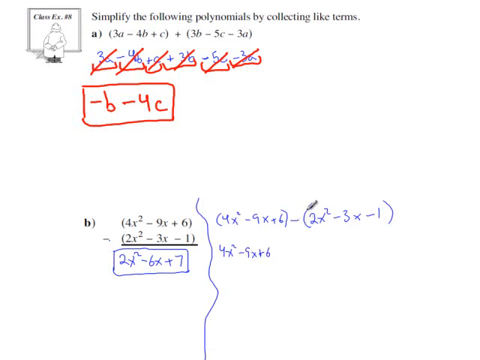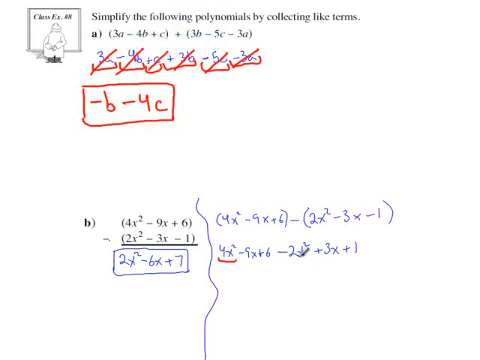Now I have a minus in front of a group of something in brackets, so I can change the sign of everything inside that bracket and add. So positive 2x squared becomes a negative 2x squared. So minus 2x squared. A negative 3x becomes a positive 3x, and a negative 1 becomes a positive 1. Now all you need to do is group like terms.